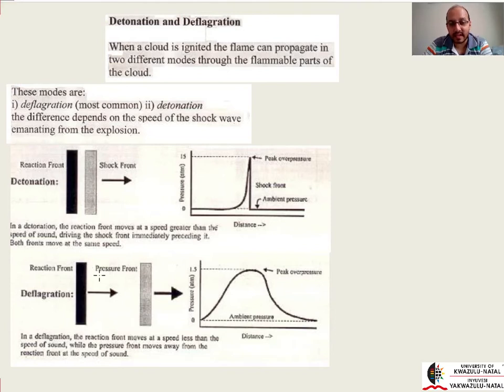Then you have a deflagration, and in a deflagration, your reaction propagates at a certain speed, and that speed is typically less than the speed of sound. So you have this pressure front that's being driven by the reaction, but the pressure front is moving at the speed of sound, and the reaction is moving slower than the speed of sound. As a result, you have a more gradual pressure buildup rather than a sudden experience of very high pressure.